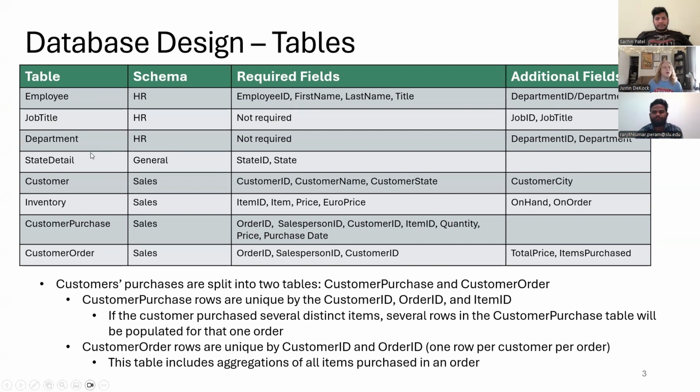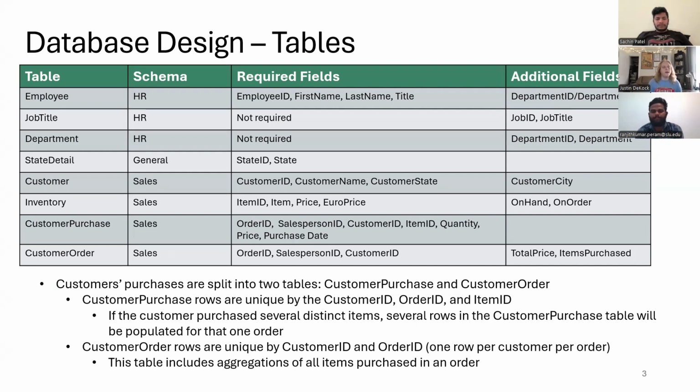Then moving on, we did a table for state to reference only the state abbreviation with a customer, instead of referencing the entire state. And then an inventory table to store the products in the store. And finally, two distinct tables, customer purchase and customer order. These were done with the design that each customer purchase row is unique by the order ID, customer ID, and item ID, whereas each customer order row is unique by only the customer ID and the order ID.